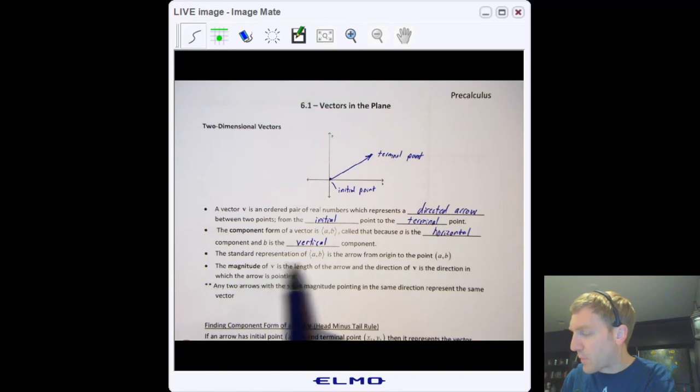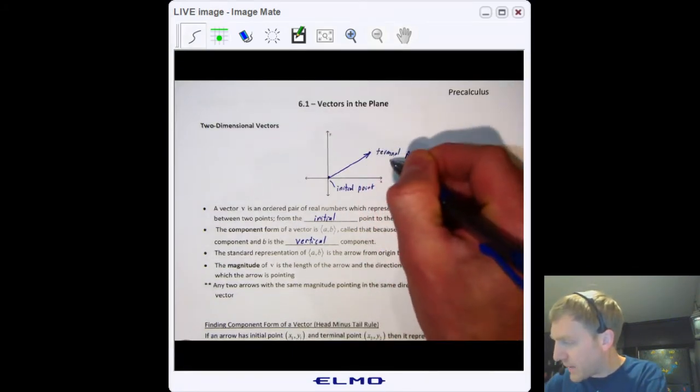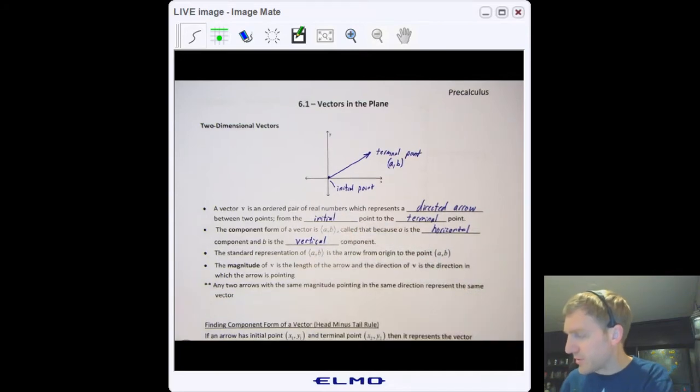The standard representation of vector ⟨a, b⟩ is the arrow from the origin to the point (a, b). That's what I showed here. Okay, so let's say that (a, b) is your terminal point and (0, 0) is your initial point.